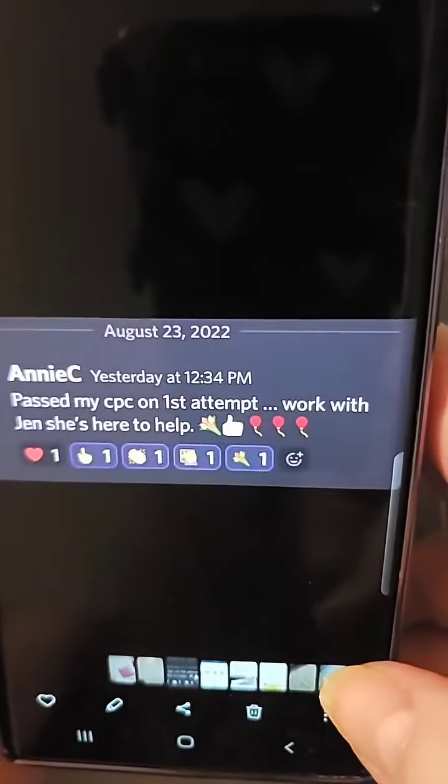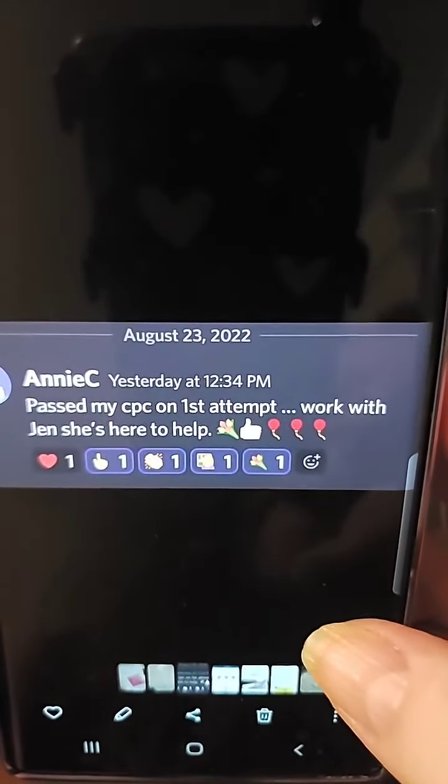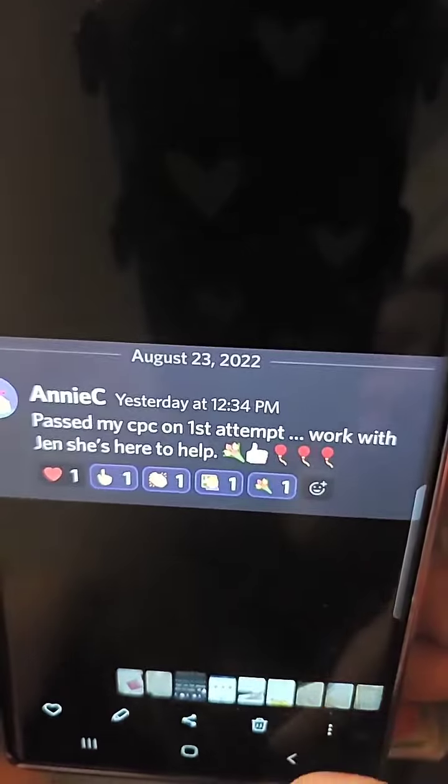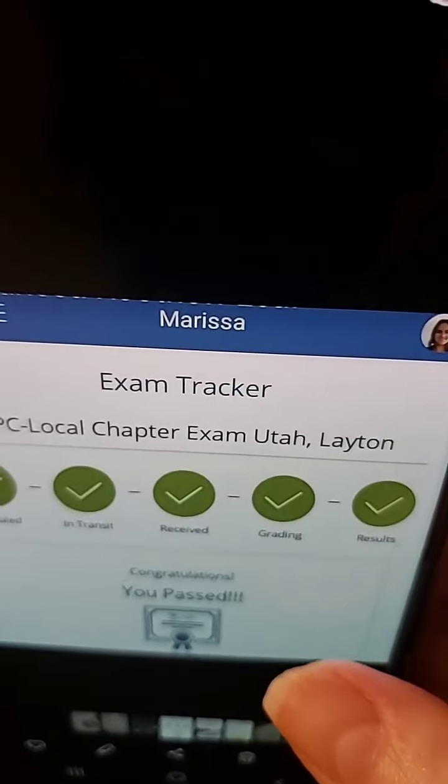That's so cool. She passed, Annie, y'all. Annie passed on her first attempt. Isn't that great? We found out today. And Marissa, she passed today too. So I love it. Love it. Thought that was great.